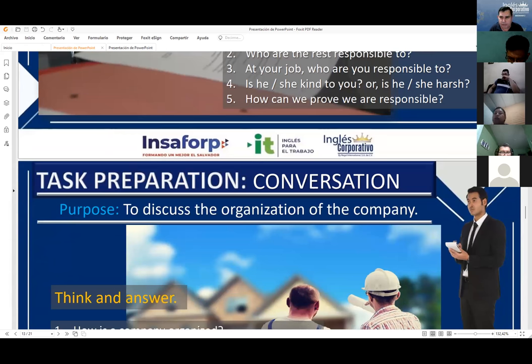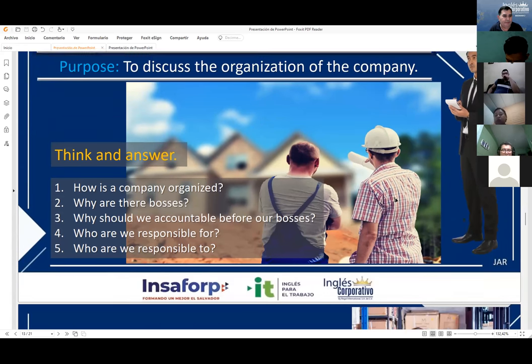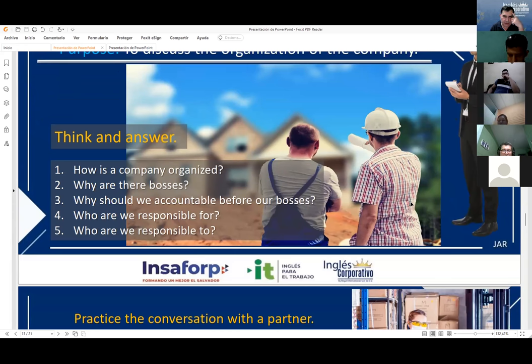We're going to move to the other part. Conversation. The purpose is to discuss the organization of the company. Think and answer. How is a company organized? Why are there bosses? Why should we... Teacher, se comió el verbo. Sí, me comí el verbo. Aquí es B. Why should we be accountable before our bosses?